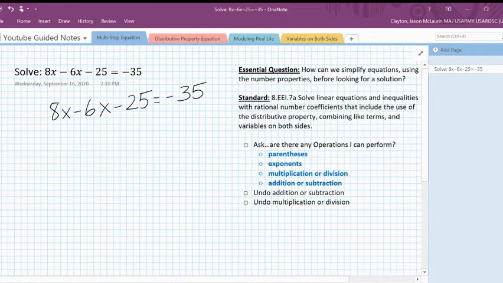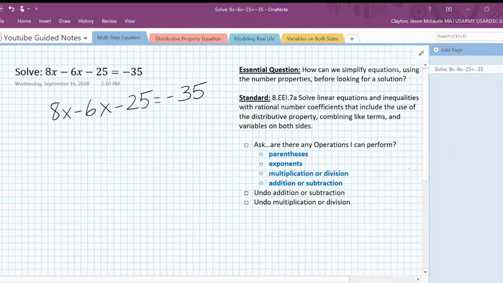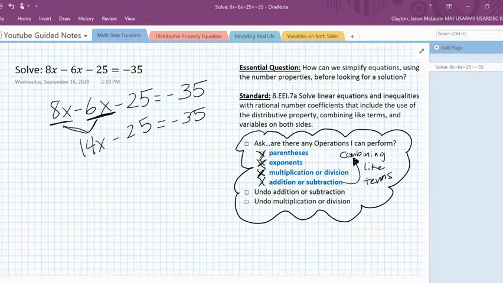So now I'm going to look at these steps today. We're adding to it because our problems are getting a little bit more complicated. So before I start, I need to ask myself, are there any operations I can perform? So I look at the question and see, are there any parentheses? No. Are there exponents? No. Is there any multiplication or division that I need to apply? No.